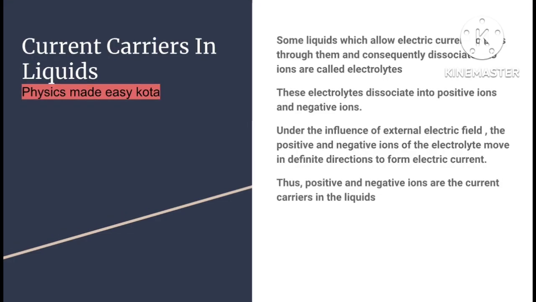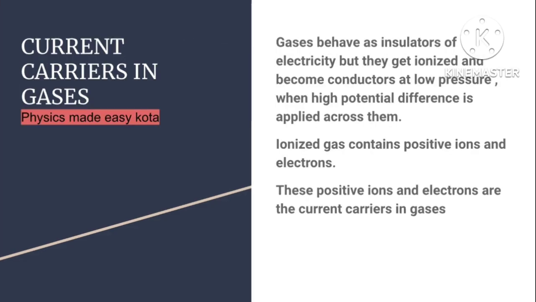Some liquids which allow electric current to pass through them and dissociate into ions are called electrolytes. For example, copper sulfate solution, NaCl solution. These electrolytes dissociate into positive and negative ions, and under the influence of an external electric field, the positive and negative ions of the electrolyte move in a definite direction to form the electric current. Thus, positive and negative ions are the current carriers in liquids, due to which electric current is set up in the liquid. So now, what is the current carrier in gases?